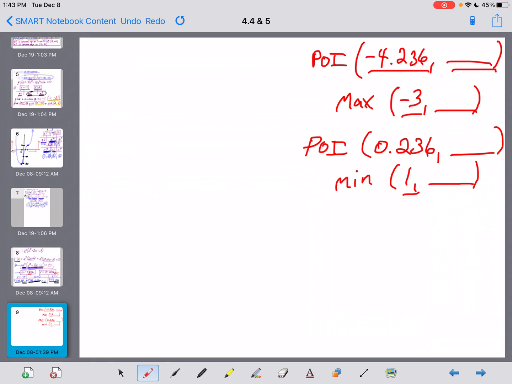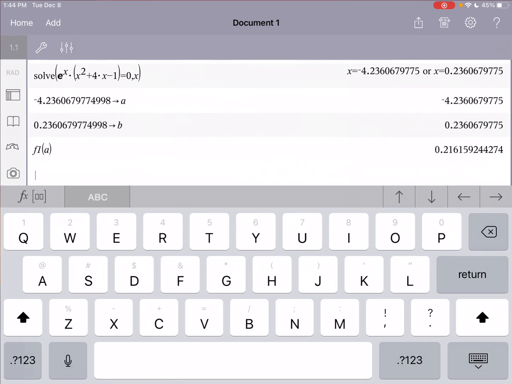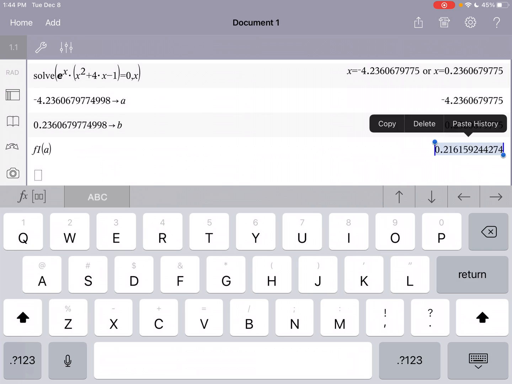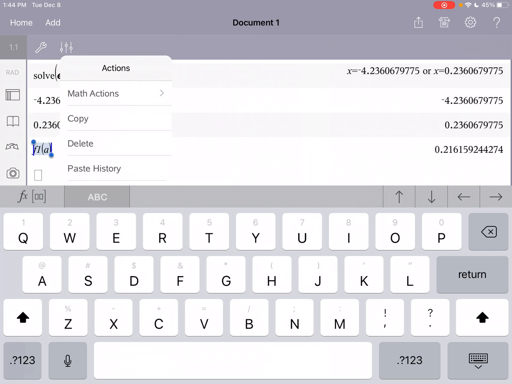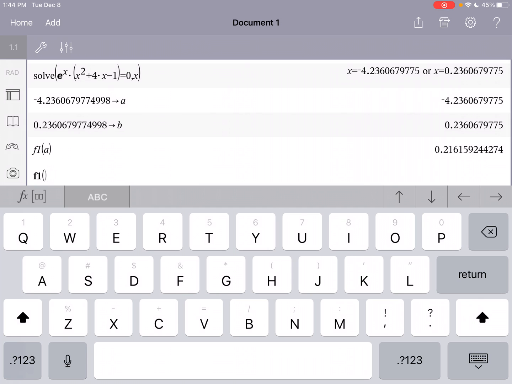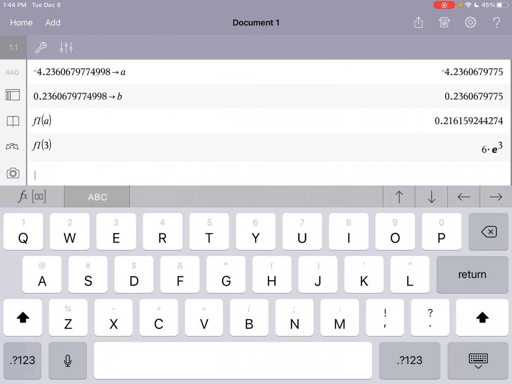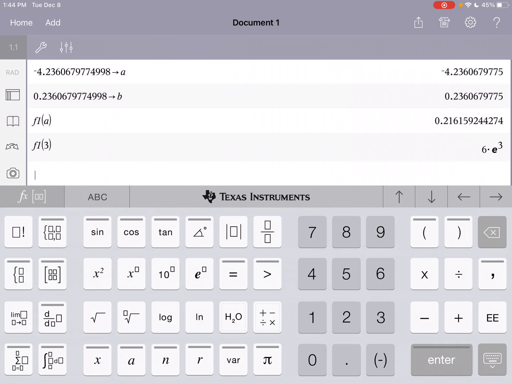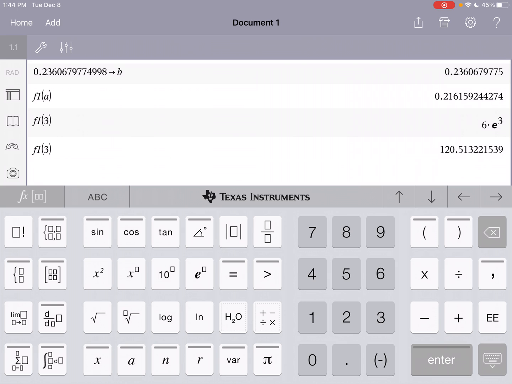So we're going to write that down, 0.216. Got it. We're going to plug in -3 to get the y coordinate of this maximum. Might be easier for me to just go up twice, hit enter, and then just change that a into whatever I need it to be, which in this case is a 3. Ooh, and I got 6e cubed. No, thank you. I would rather have that as a decimal right here. So rounding that answer, f1 of 3 looks like it's 120.513. That is a big number there.